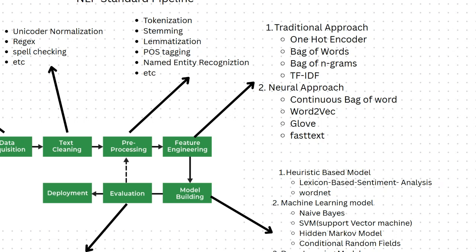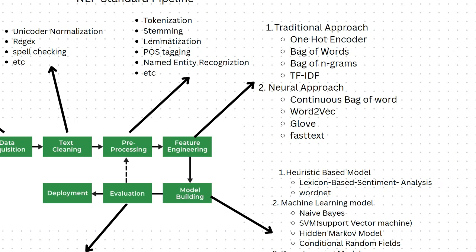And we can also use neural approaches, which are most widely used. For example, continuous bag of words, word2vec, GloVe, and fastText from Facebook. We use these approaches to transform the input into vector form.